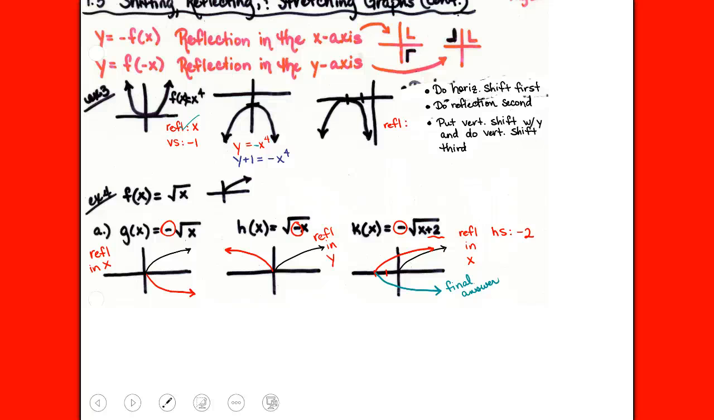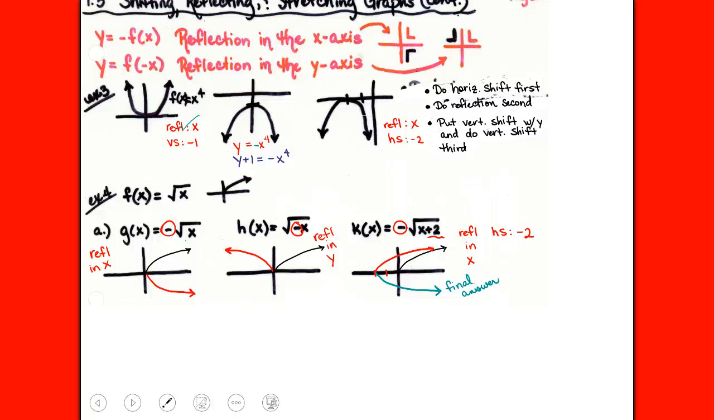All right, if we had a reflection in Y, we would have that same picture that we started with, right? If we have a reflection in X, then it's going to go from opening up to opening down, right? So we have a reflection in X. And then you said we had a horizontal shift. What's our horizontal shift? -2, right, because we went to the left 2, and we represent that with a -2.